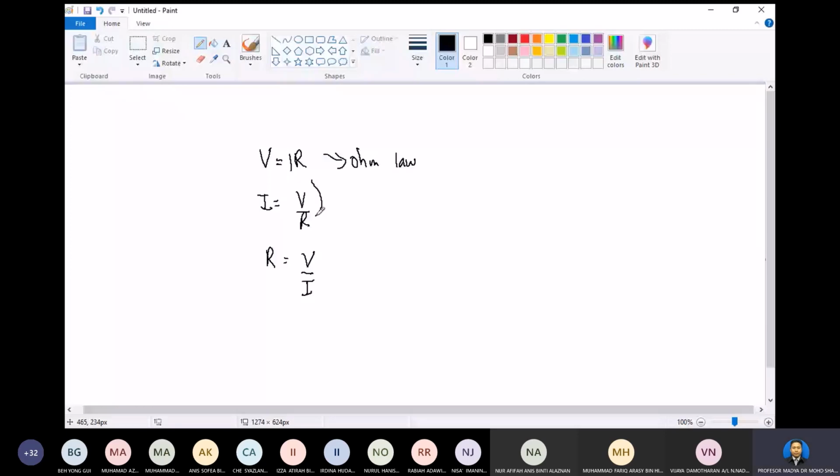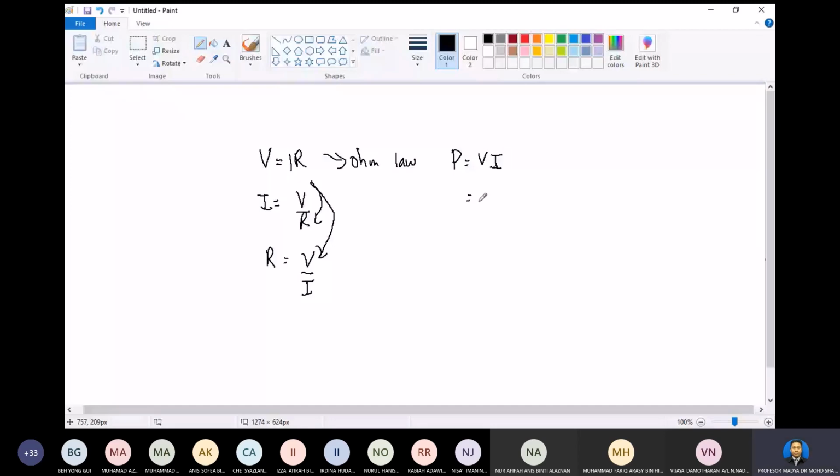Another one that you have to remember is the power, P. To calculate the power, P equals I times V. This is voltage, this is current. The equation for power is the voltage multiplied by current. So for example, we can calculate this one.